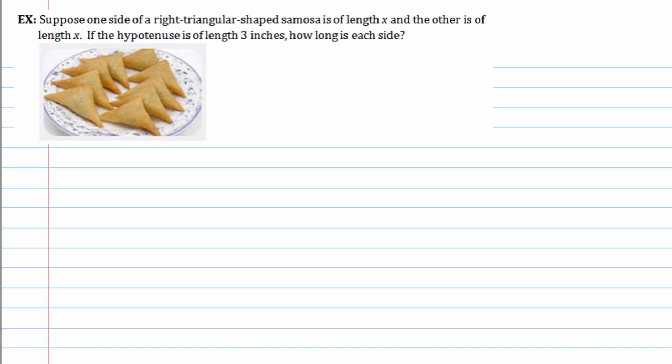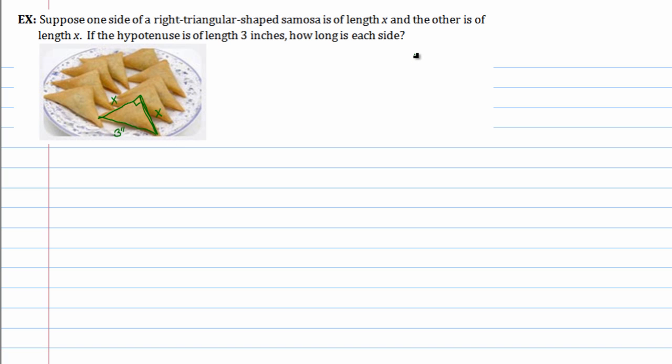So in this example, let's just suppose I have a plate of samosas here, and I'm not 100% sure that I spelled that correctly. It's an Indian treat. Suppose that one side of a right triangular shaped samosa is of length x and the other is of length x. If the hypotenuse is of length 3 inches, how long is each side? So essentially that length right there, we're going to call length x. This length right here is also of length x, and this is a right triangle. And I happen to know this is 3 inches long right there.